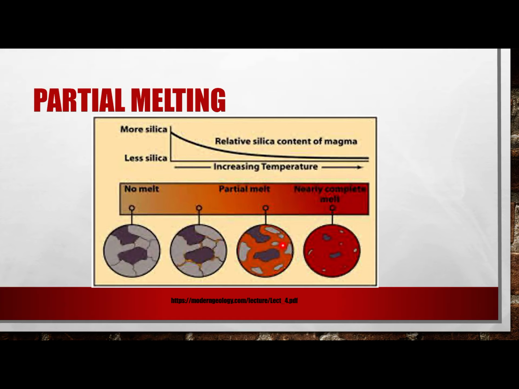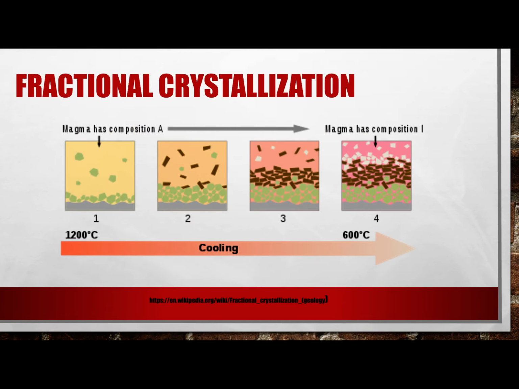And as you increase the temperature, more and more of it melts. Fractional crystallization goes in the exact opposite way. Here you've got something that's 1400, 1200 degrees, something like that. It is cooling down, so olivine begins to form. And then you get down and you get into maybe amphiboles or some of the others. And then there are others that form and others that form.